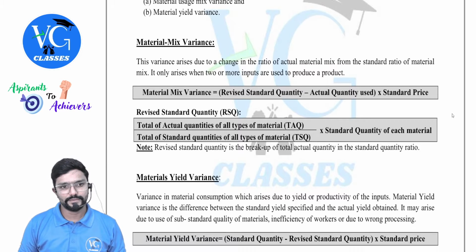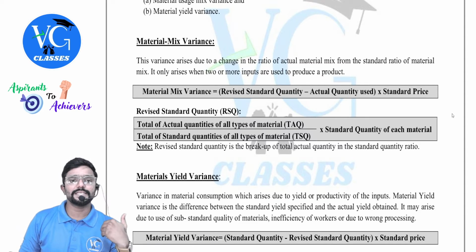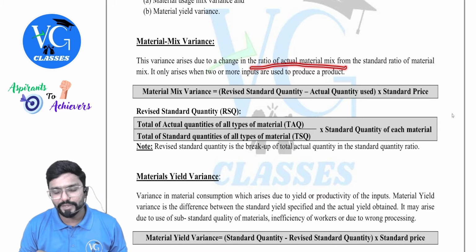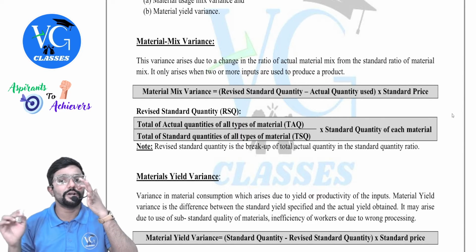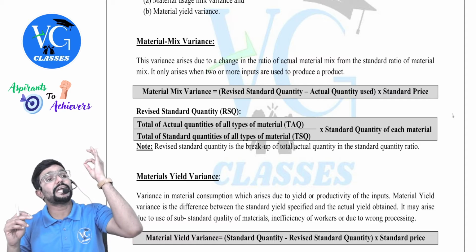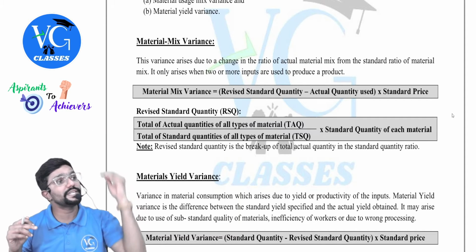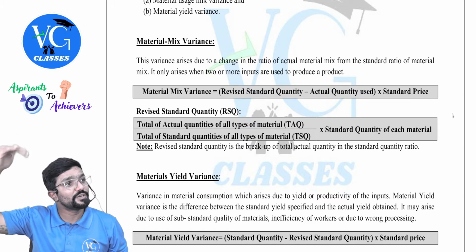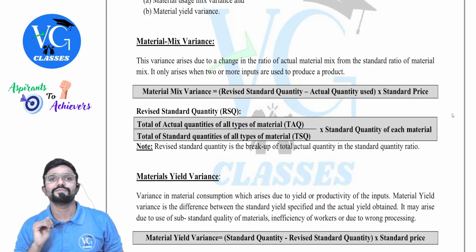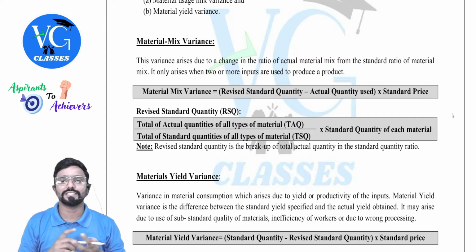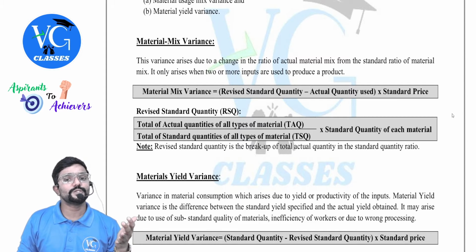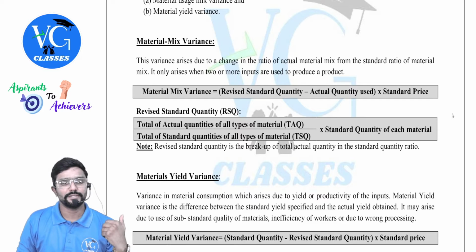Material mix variance. This variance arises due to a change in the ratio of actual material mix from the standard ratio of material. Guys, what was the standard ratio in my example? 5 is to 10 is to 15. But what is the actual ratio used? 7 is to 12 is to 10. Is there a change in the ratio? Yes, sir. It only arises when two or more inputs are used to produce a product.